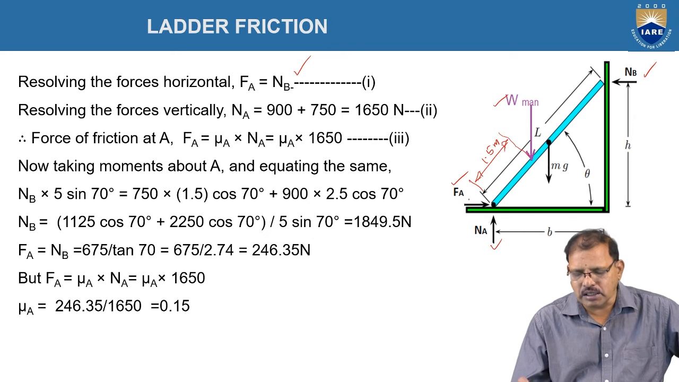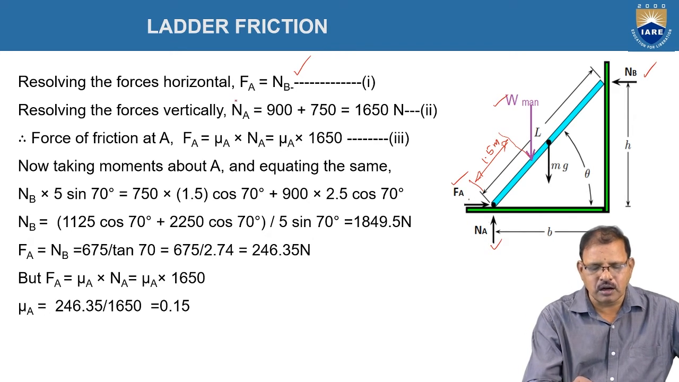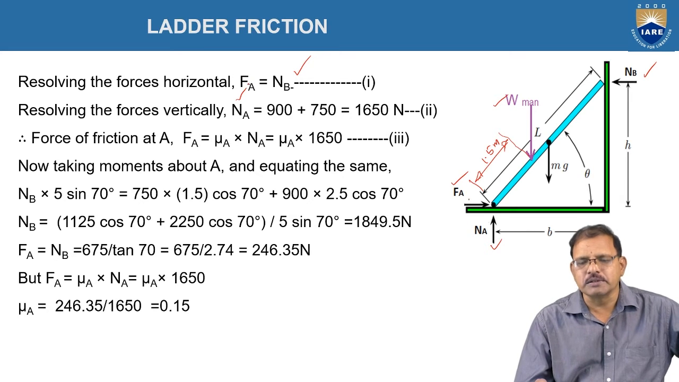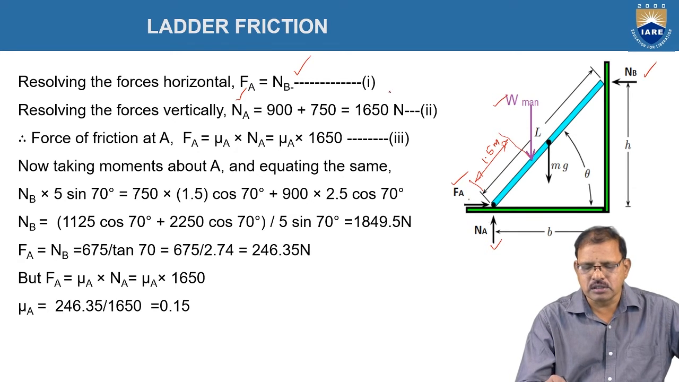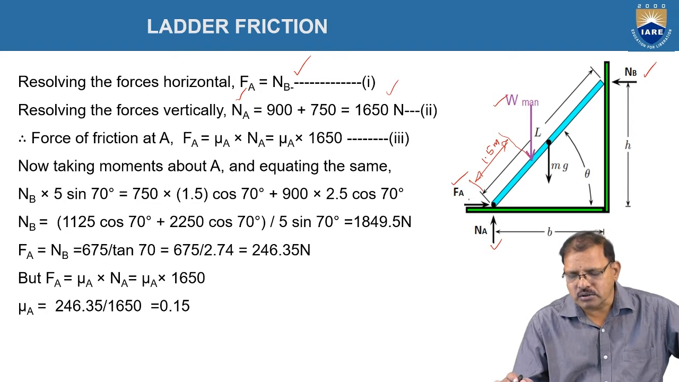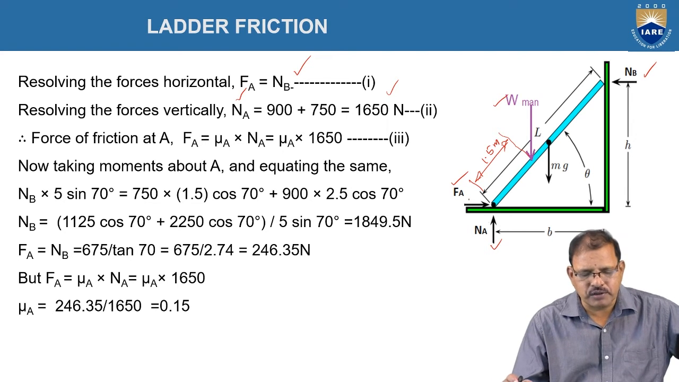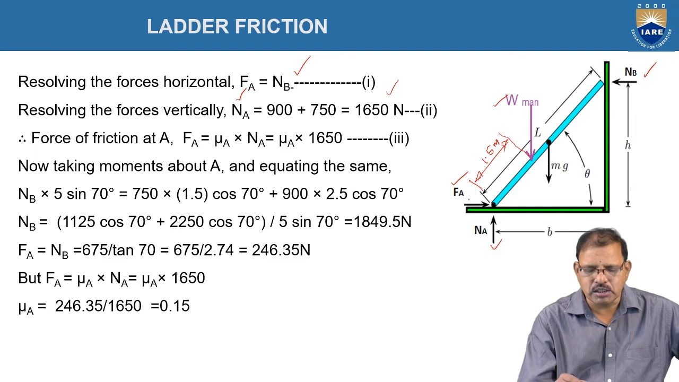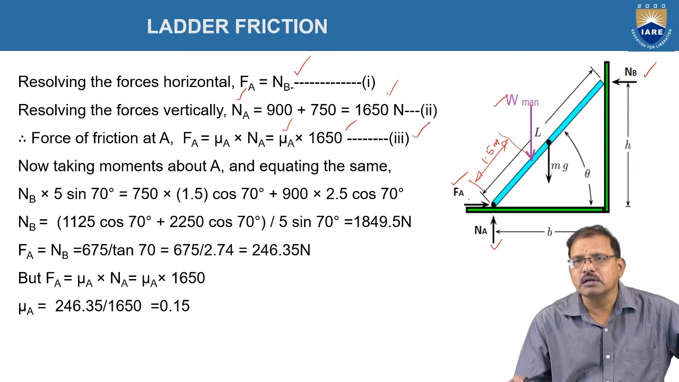Resolving the forces vertically, Na is acting in the upward direction, 900 plus 750 is acting in the downward direction, hence Na is equal to 1650 newtons, as shown in equation number 2. Hence, force of friction Fa is equal to mu Na. That is, mu A is to be determined, so Fa is equal to mu A into 1650. It is equation number 3.